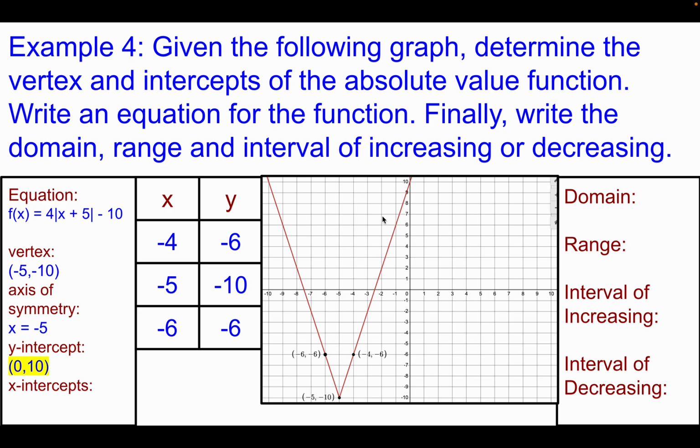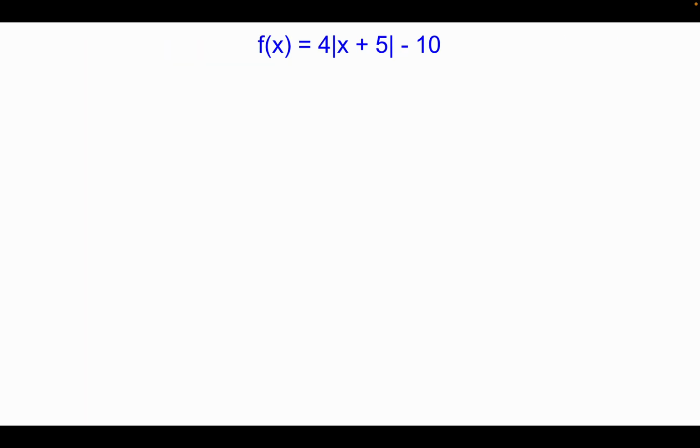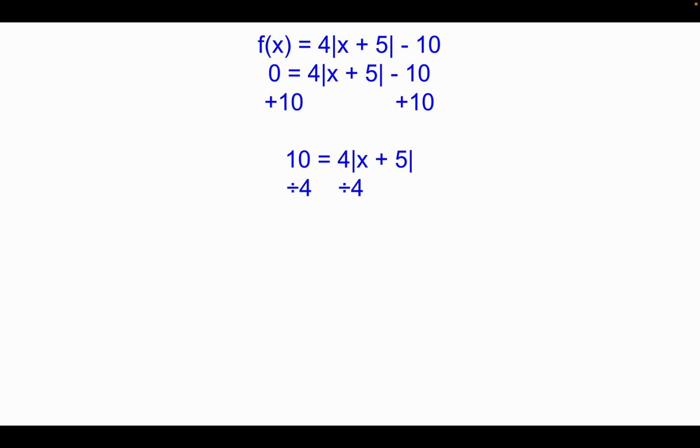For my x-intercepts, I'm also going to take my equation, but now I'm going to plug in 0 for f of x. I'll add 10 to both sides. 10 equals 4 times the absolute value of x plus 5. Divide both sides by 4. 2.5 equals the absolute value of x plus 5. Now I'm going to split this up into two problems. I'm going to say 2.5 equals x plus 5 and -2.5 equals x plus 5.